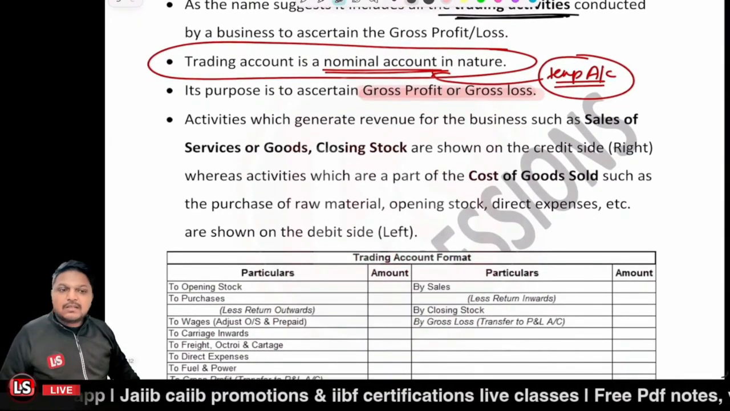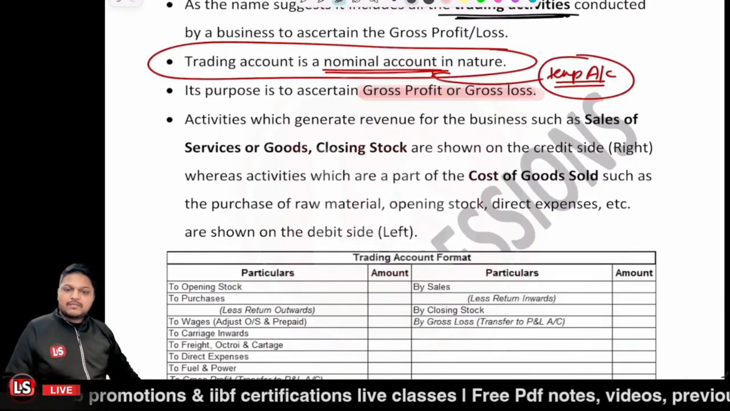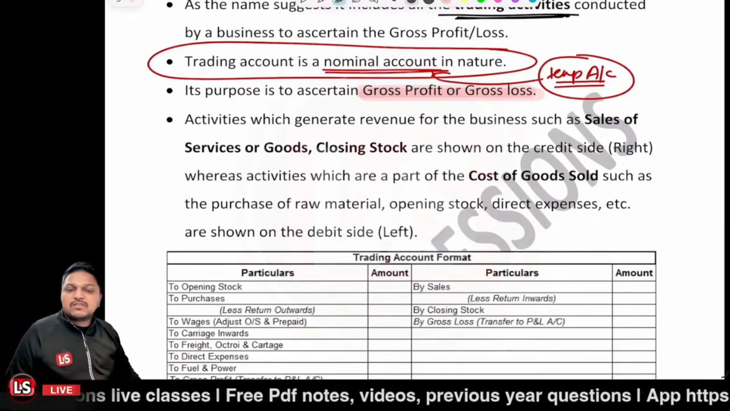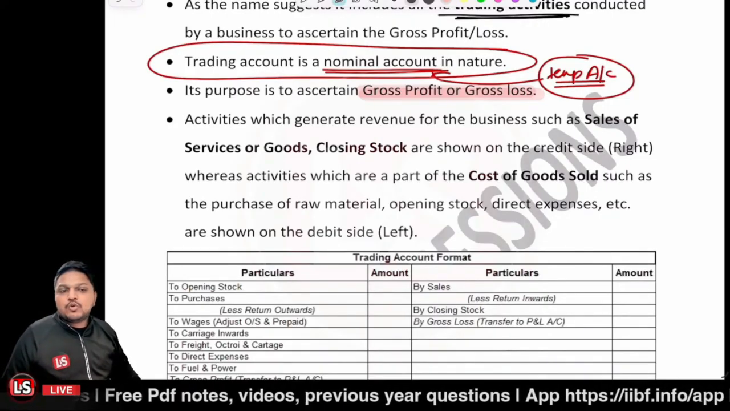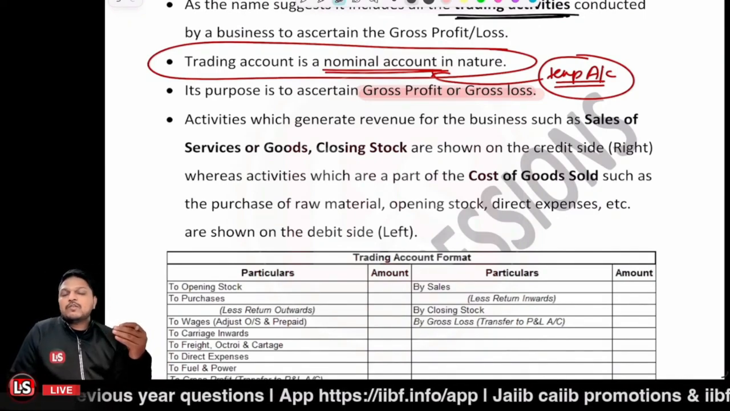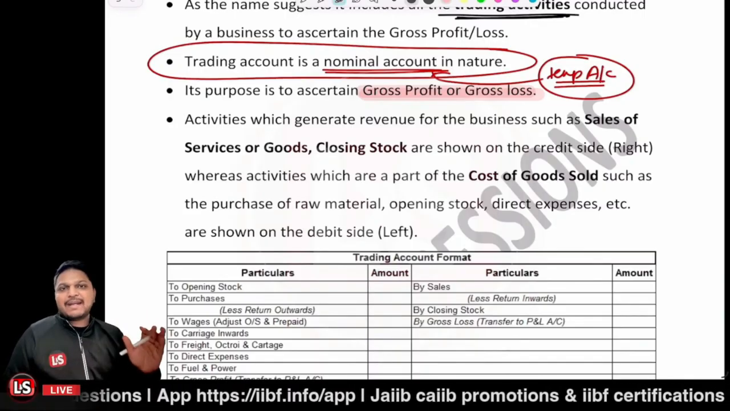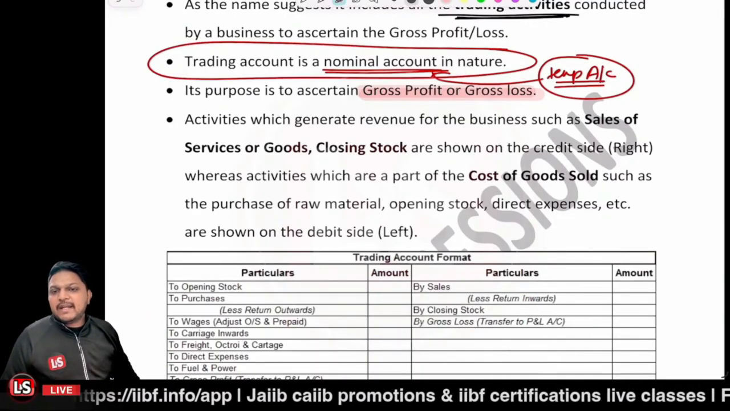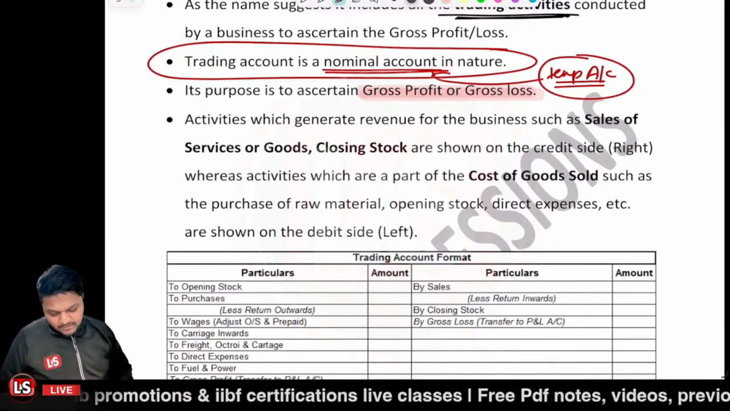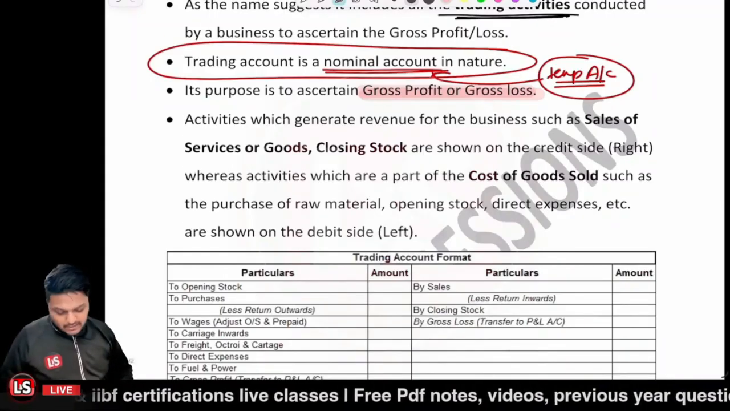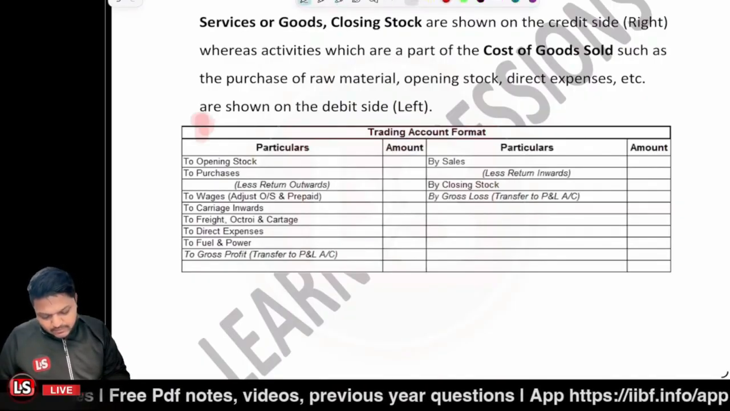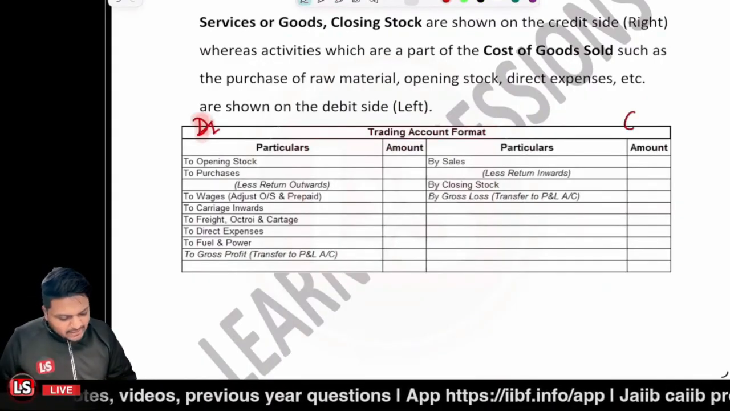So activities which generate the revenue of the business, like sales of services or sales of goods, or closing stock, are to be showcased on the right side. Whatever sales you are doing, or whatever the closing stock will be, will be on the right side, that is the credit side. And opening stock, purchases you have made, or any direct expenses are to be on the debit side, that is the left side. So in the trading account, we have the debit side and the credit side.